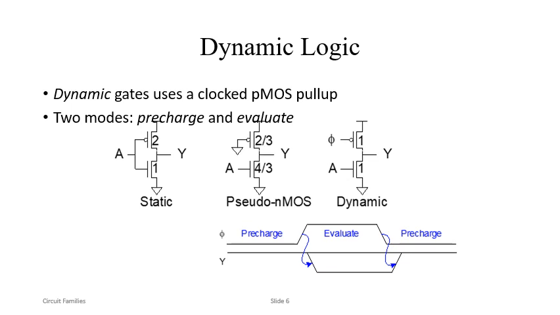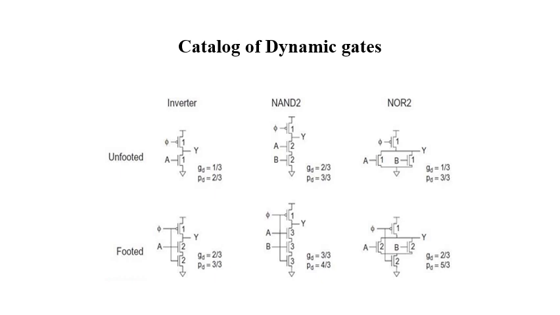In the dynamic inverter, if the input A is 1 during pre-charge, both PMOS and NMOS will be on. The contention takes place. As the input cannot be changed to 0 during pre-charge, an extra clocked evaluation transistor is added at the bottom of the NMOS to avoid contention. This is called the footed structure. Then we are having some dynamic gates and the values are given here.